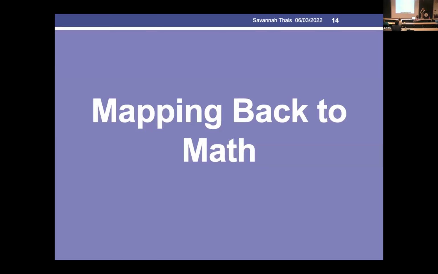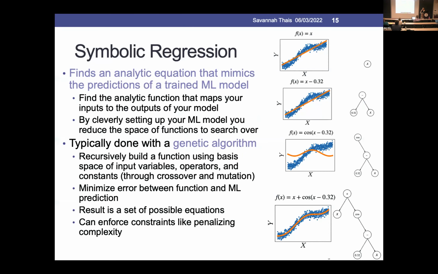Then the final example I'll talk about, that I've seen people looking at in physics, is symbolic regression. So this is where, instead of an interpretable machine learning model, you try to find an analytical equation that mimics the prediction of some non-interpretable machine learning model. And there are different ways that people have demonstrated that you can reduce the function space that you search over to make this a tractable problem.